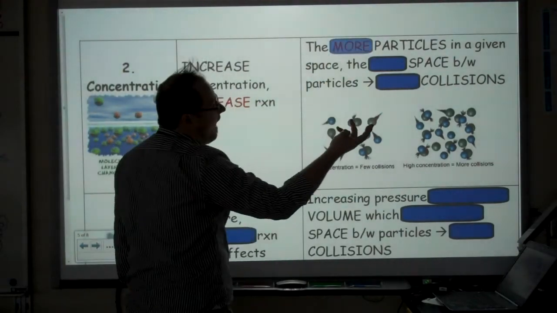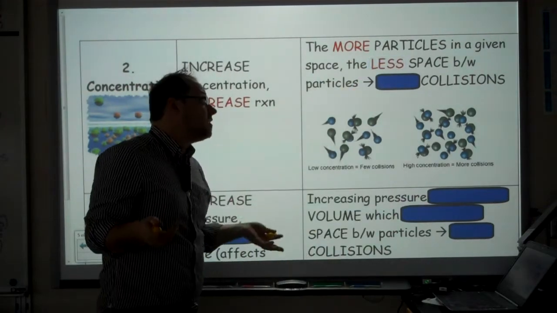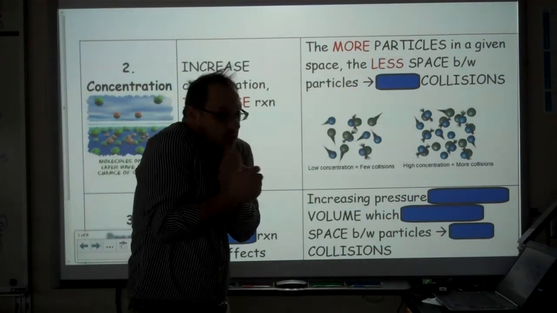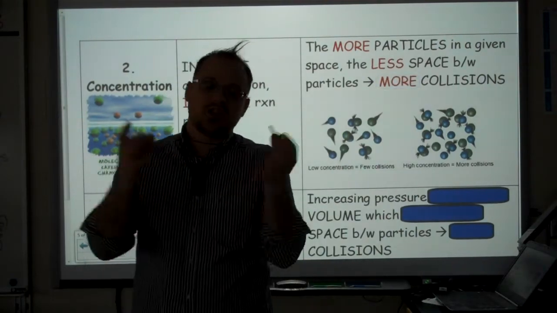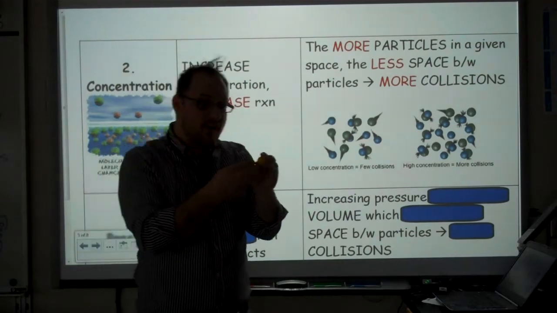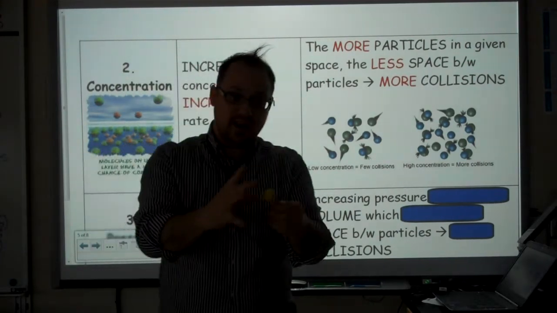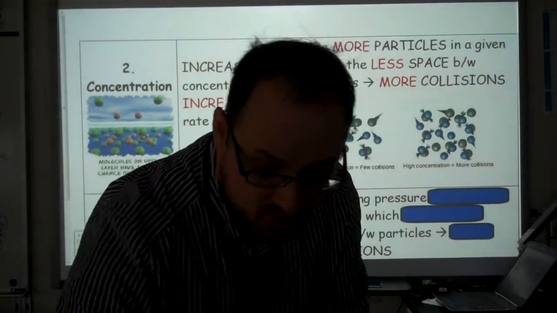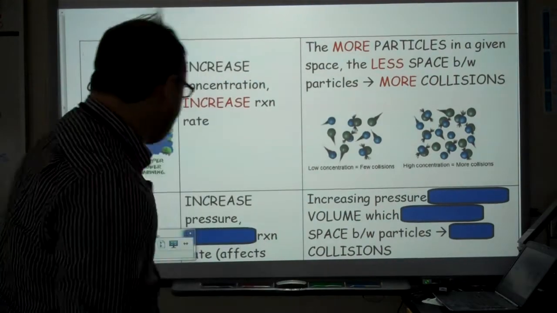The more particles we have in a given space, the less space between the particles, they're squished in closer, the more collisions that are going to happen. And just statistically, if we have more collisions happening, more of them have to be effective. This is going to happen, in that order, more frequently if there's more stuff jumbling around. It's just going to happen quicker.